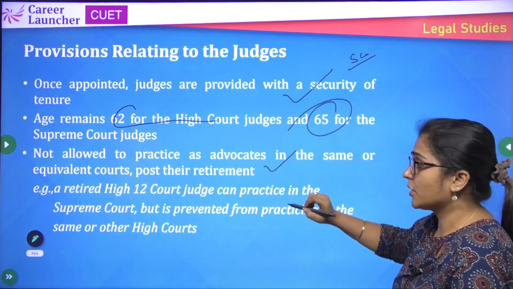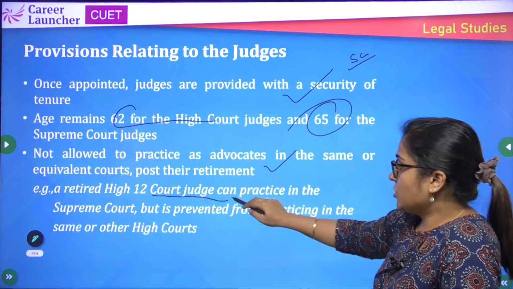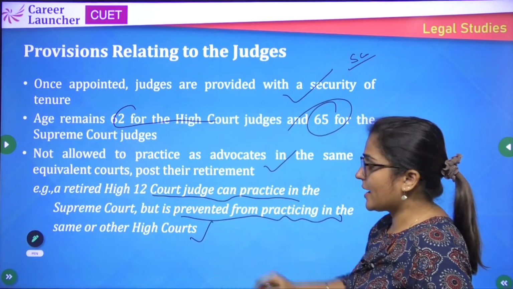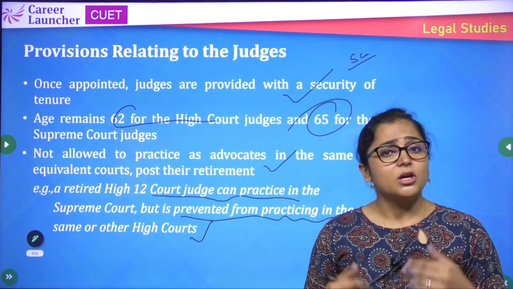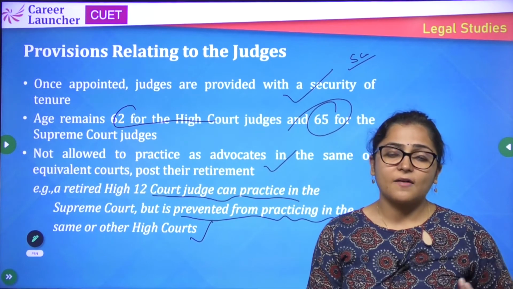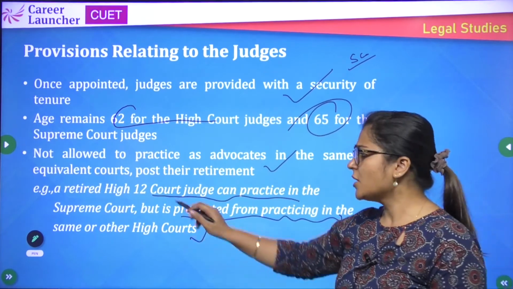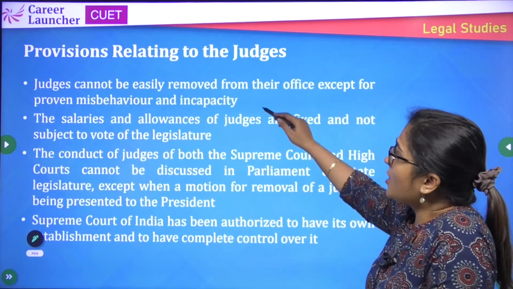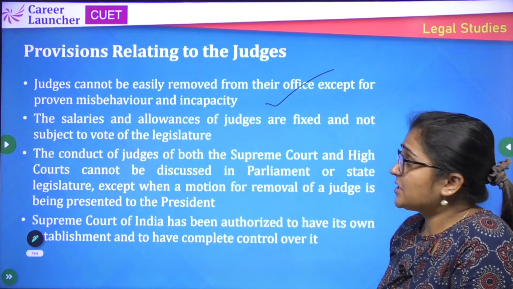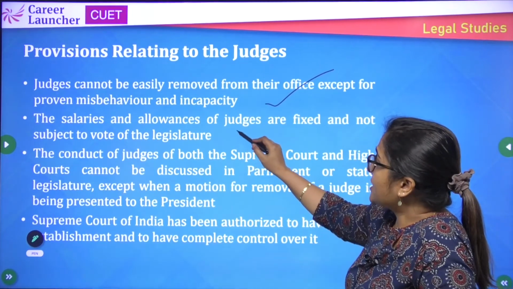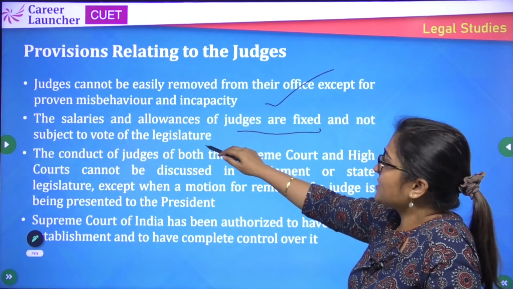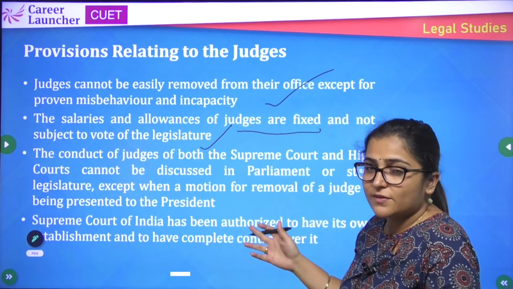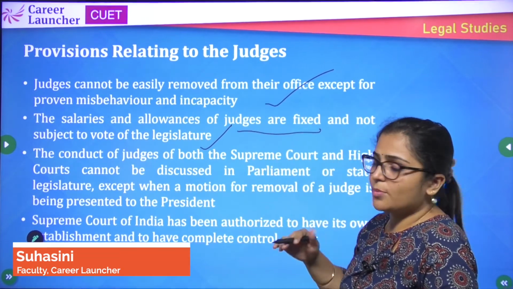So they are not allowed to work. A retired High Court judge can practice in the Supreme Court but is prevented from practicing in the same or other High Court, because again High Court same footing पे आती है सारी. So एक High Court में judge थे, दूसरे High Court में जाएंगे, वहाँ पे again things will get impacted. So they can practice in Supreme Court but not in a High Court. Then judges cannot be easily removed from their office except for the proven misbehavior and incapacity. The salaries and allowance of judges are fixed and not subject to vote of legislature. मतलब ये fix है, only in certain circumstances.